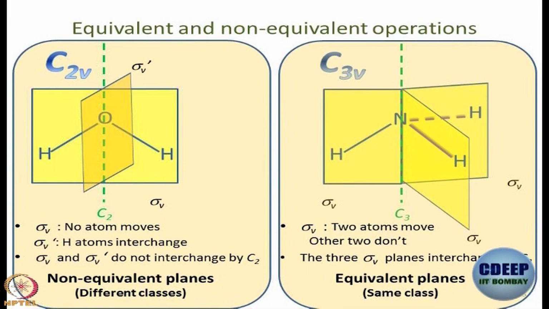However, if you look at ammonia, the action of any plane is that the nitrogen does not change place, the hydrogen atom contained in that plane itself does not change place, and the other two hydrogen atoms change place. So, all 3 planes here are equivalent, or as we are going to say later, they belong to the same class. The 2 planes in water are non-equivalent, they belong to different classes.